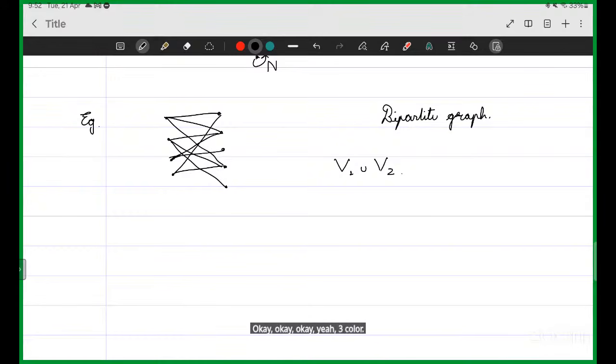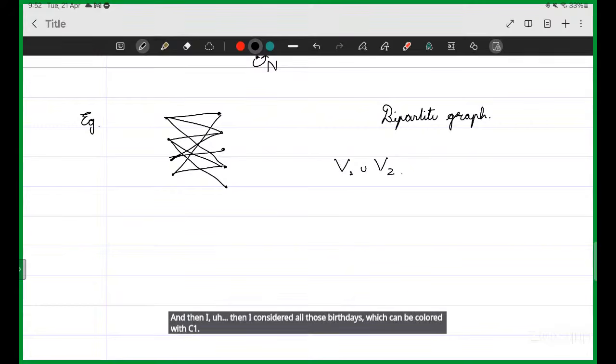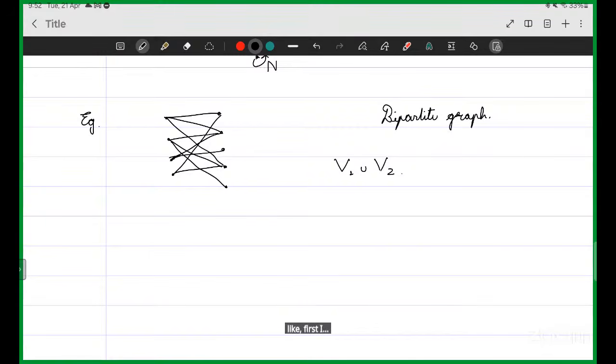The way I followed that, I randomly chose a vertex and colored that one color, let's say C1, and then I considered all those vertices which can be colored with C1. Not immediate neighbors. Yes, sir, exactly. Let's say I have colored a vertex C1, then I'll eliminate all those neighbors, and then I consider another vertex. This is what I was saying earlier also.